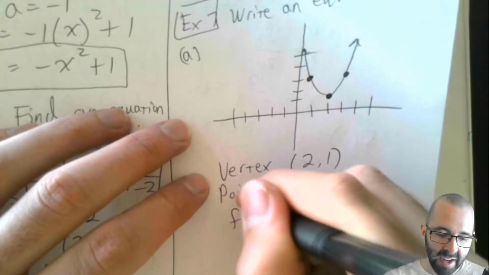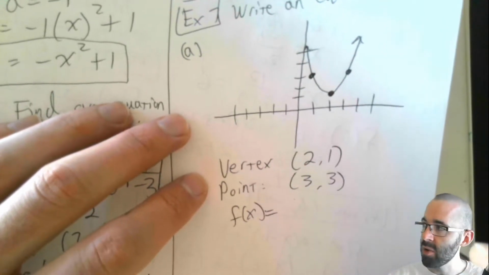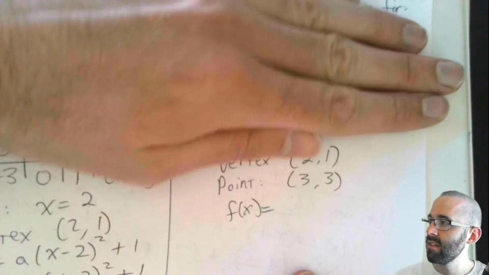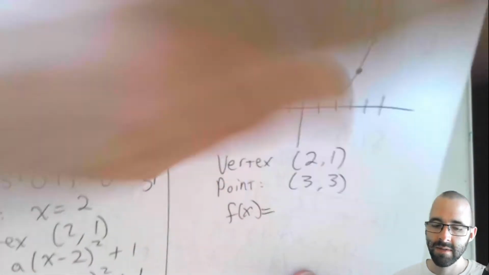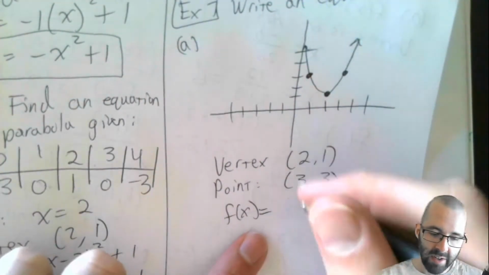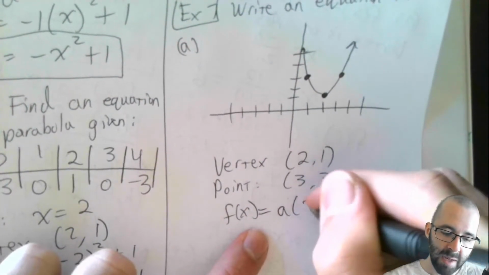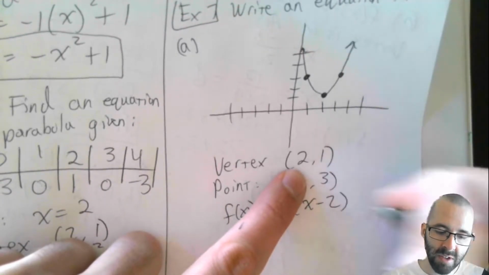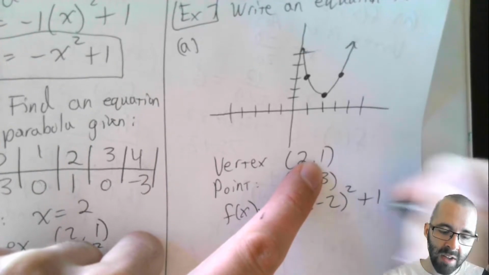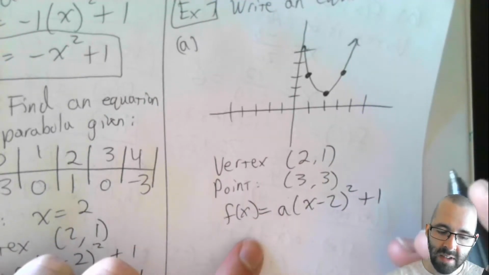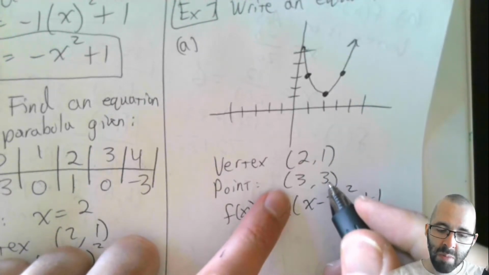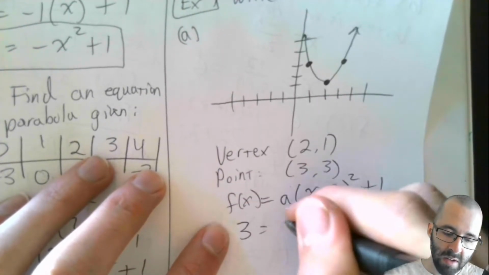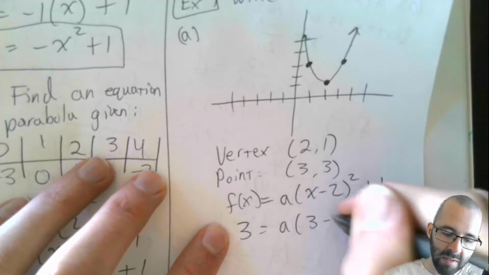So again, f of x, standard form. We use standard form right here. Also, by the way, as soon as we have this, we don't need the graph anymore. It's going to be a times x minus h, the x coordinate of the vertex, which is 2, squared plus k, the y coordinate of the vertex. We need to plug in the point and solve for a. So y is 3 and x is 3.